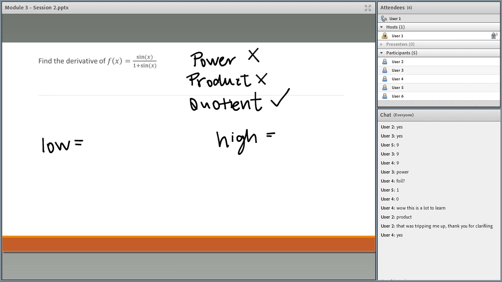So low is just the function in the denominator, so 1 plus sine x. And high is just the function in the numerator, which is just sine x. And one thing we definitely can't do is we can't ever break apart a denominator. So I can't break this into sine x over 1 plus sine x over sine x. We can't break apart a denominator, only a numerator.